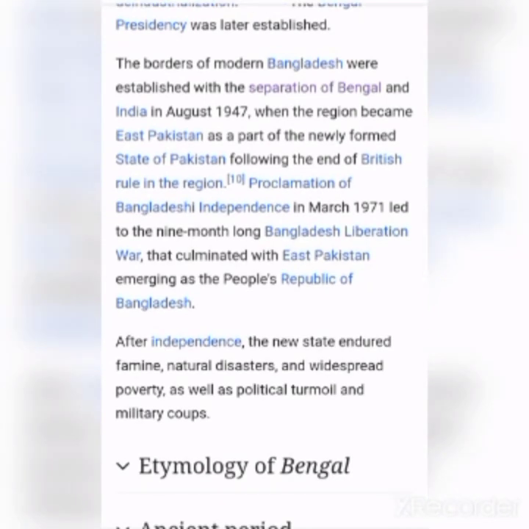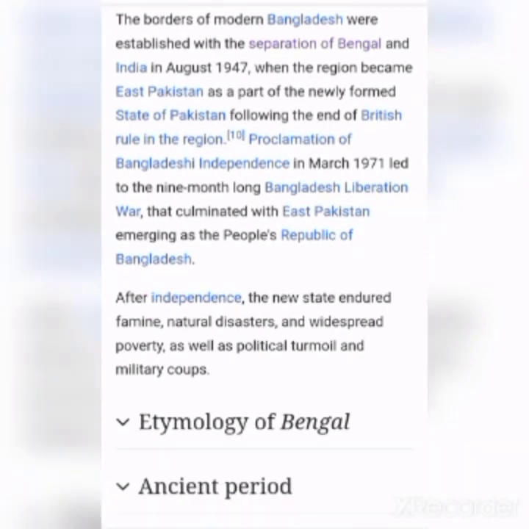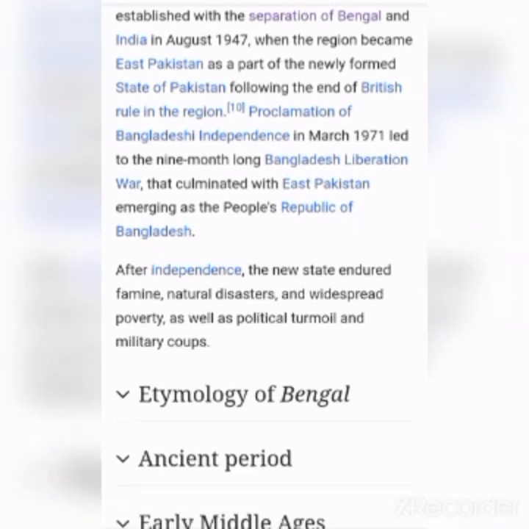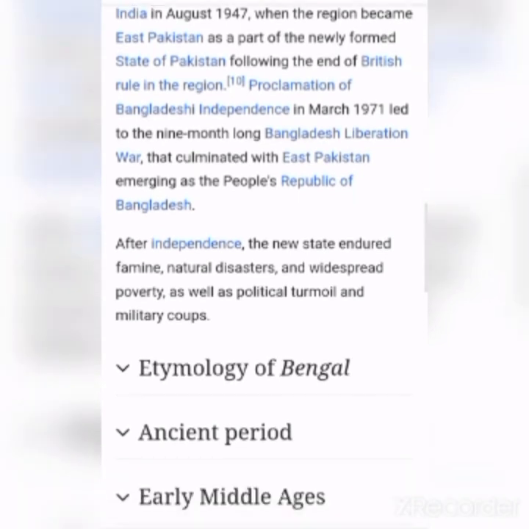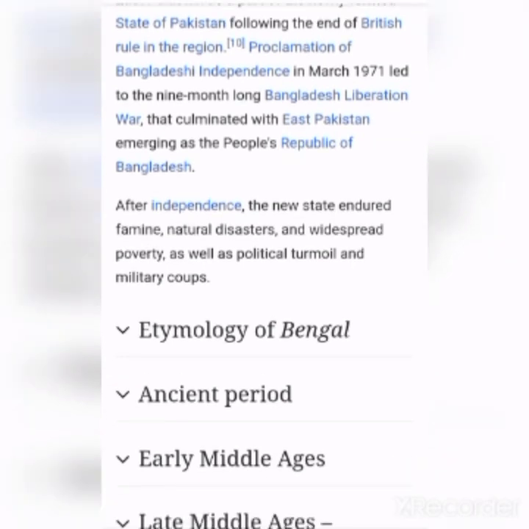After independence, the new state endured famine, natural disasters, and widespread poverty, as well as political turmoil and military coups.